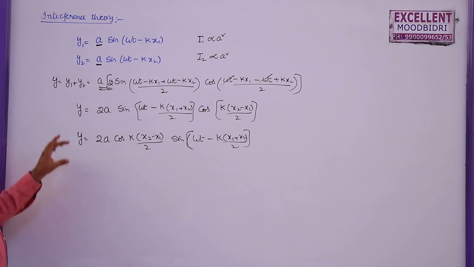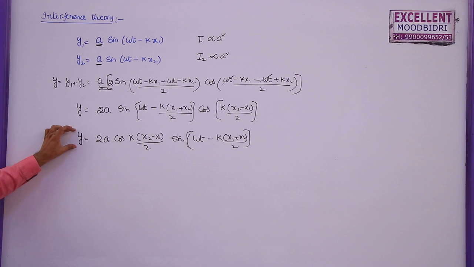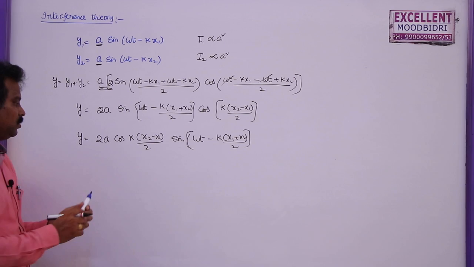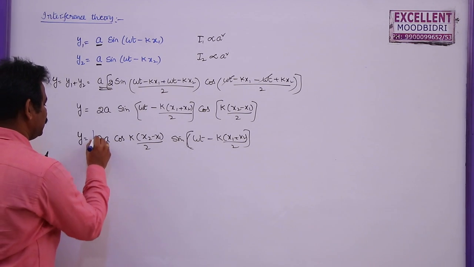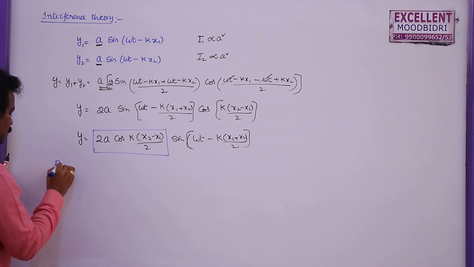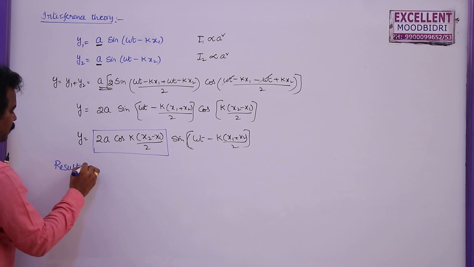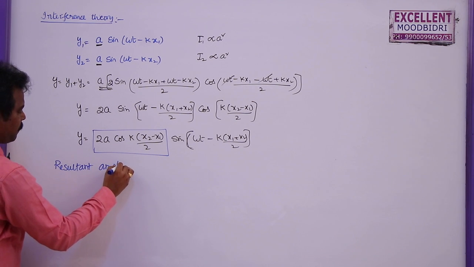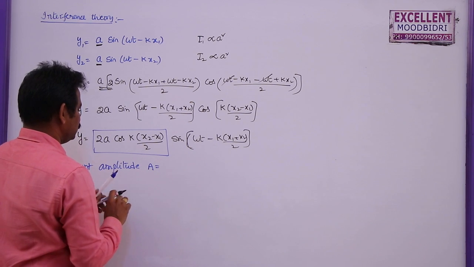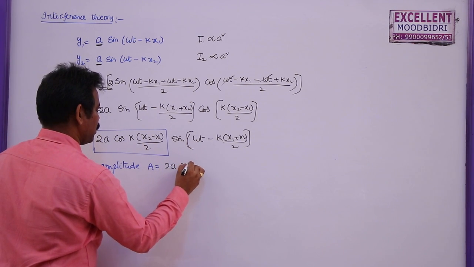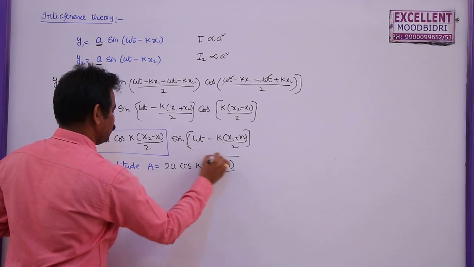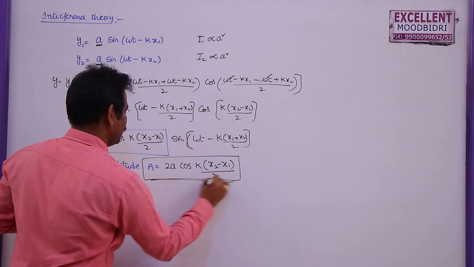Now if you compare this equation with the given equation, this should be in the form y equals some amplitude into a sine function. So this is the resultant amplitude of the wave after superimposition. So the resultant amplitude A is equal to 2a cos(k(x2 minus x1)/2). This is the resultant amplitude here.